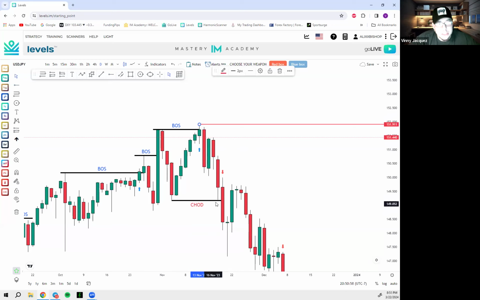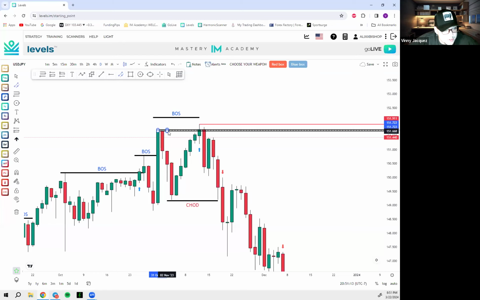Boom. Now, as soon as we break and close below this higher low, we now get a change of direction. We now have a change of direction. So look, let's go ahead. I know this is a sell opportunity here.